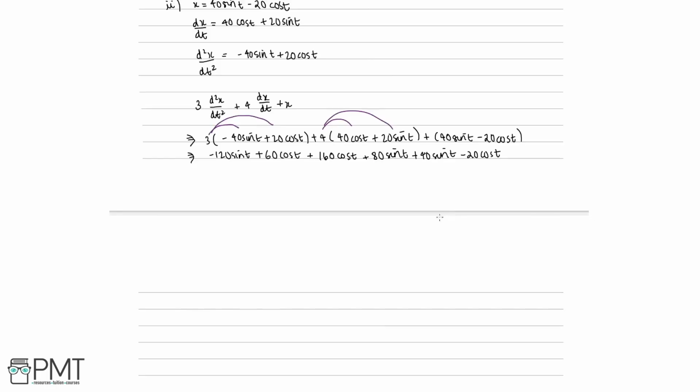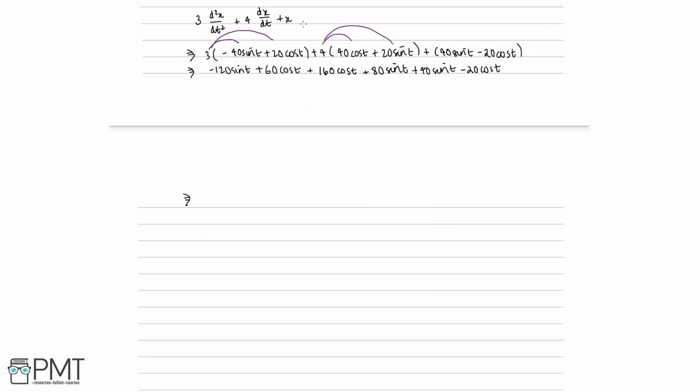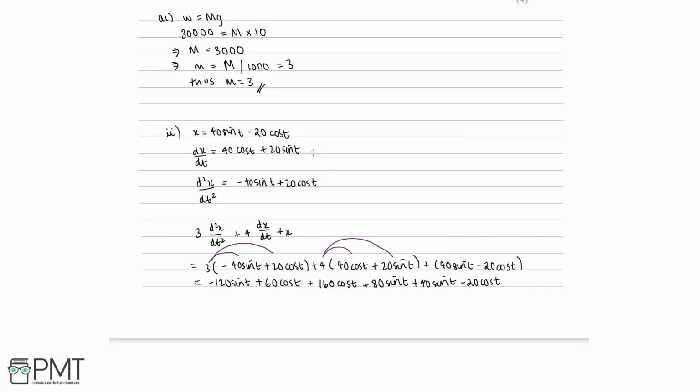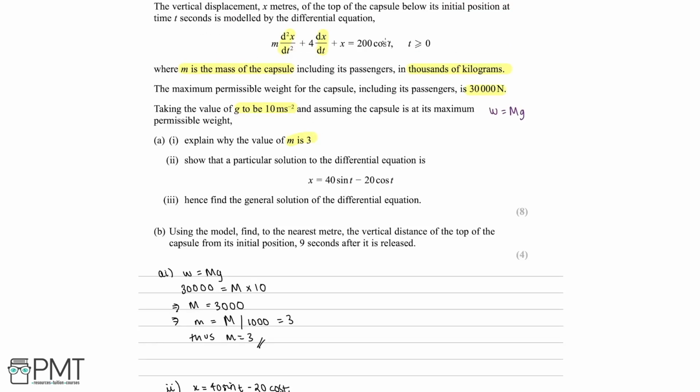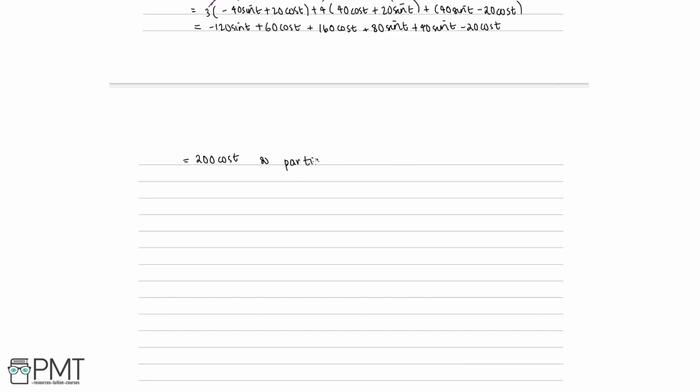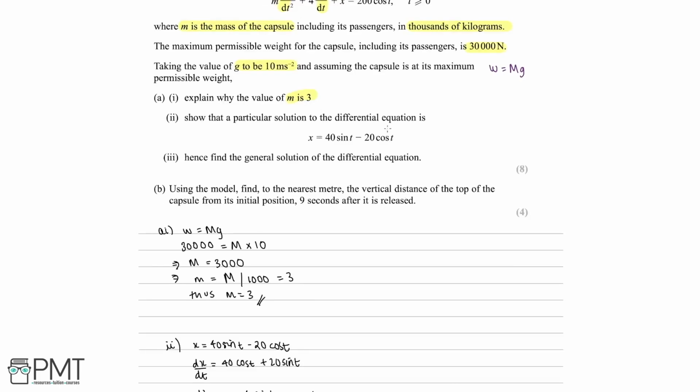Let's simplify this by grouping the sine terms: −120 sin t + 80 sin t + 40 sin t is 0. And 60 cos t + 160 cos t − 20 cos t gives 200 cos t. So this is equal to 200 cos t. Because the left-hand side of our differential equation is equal to the right-hand side when x is equal to 40 sin t − 20 cos t, we know that x must be a particular integral of our differential equation. Now, for part B, we need to hence find the general solution of the differential equation.